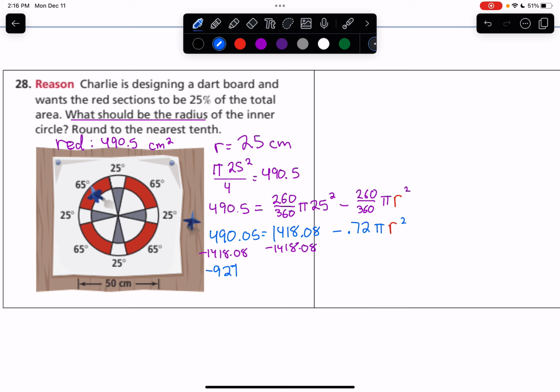Right? Oops, that's where I made a mistake. I turned 490.5 into 490.05 here. 490.5 minus 1418.08 gives me roughly negative 927.6, which is equal to negative 0.72 pi times our radius that we're looking for squared. Now I'm going to divide both sides by negative 0.72 pi because I want r squared on its own.